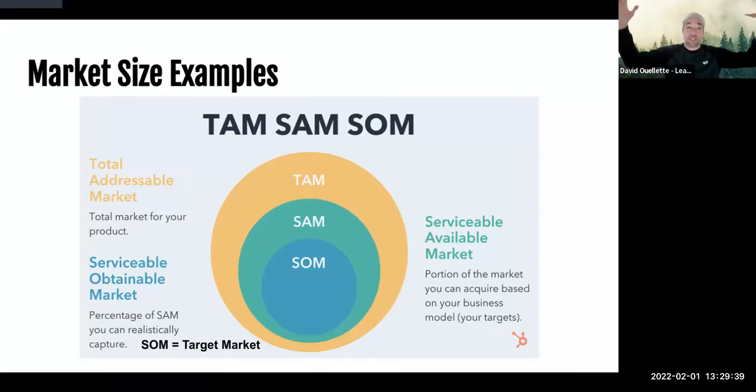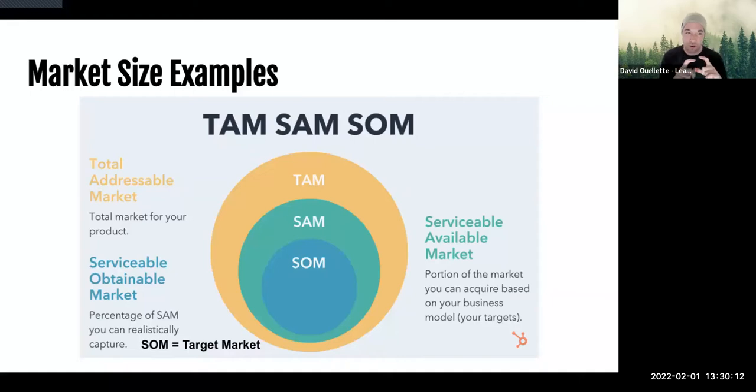SAM is one level down from that. That's your serviceable available market. So that is the portion of the market that you can acquire based on your capabilities and your budget. So it's, what do you think you can actually acquire if resources weren't cost prohibitive, basically. Based on my target customers, I think I could acquire this total available market.